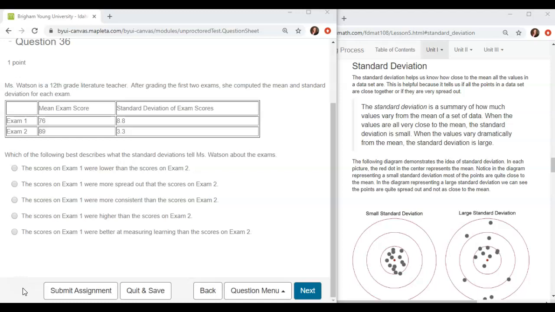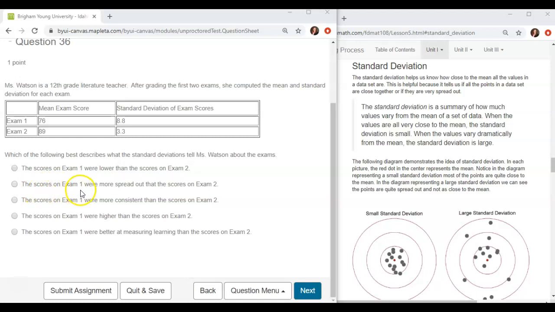Which of the following best describes what the standard deviations tell Ms. Watson about the exams? The first one: the scores on exam 1 were lower than the scores on exam 2. The mean is telling us that the scores are lower. However, we're looking at the standard deviation, so that doesn't help us.